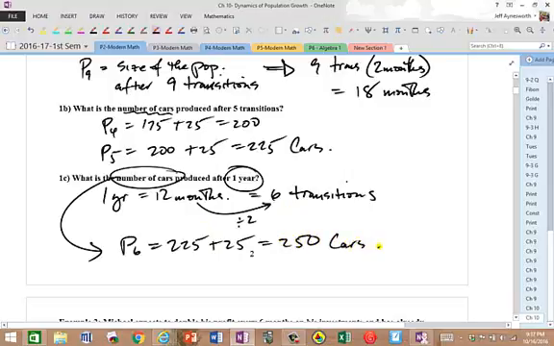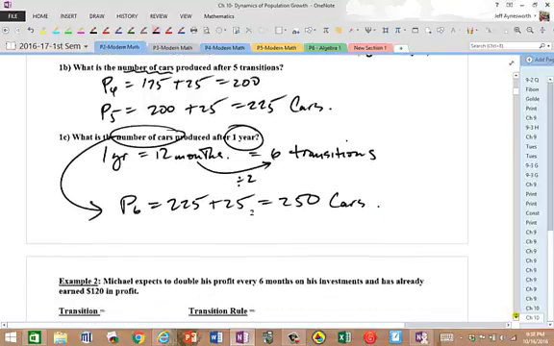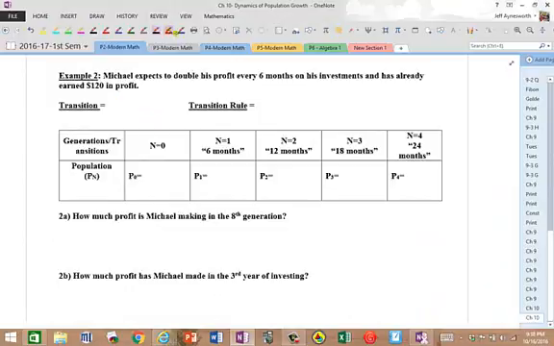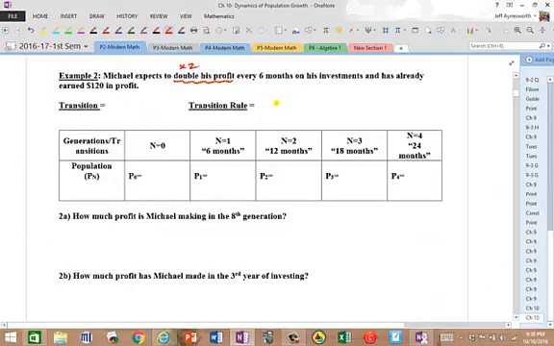Okay, hopefully it makes sense so far. We're just dealing with some basic examples here. Let's take a look at one more model. Check this out. Michael expects to double his profit, so times 2 every 6 months. There we go, that's a transition right here.